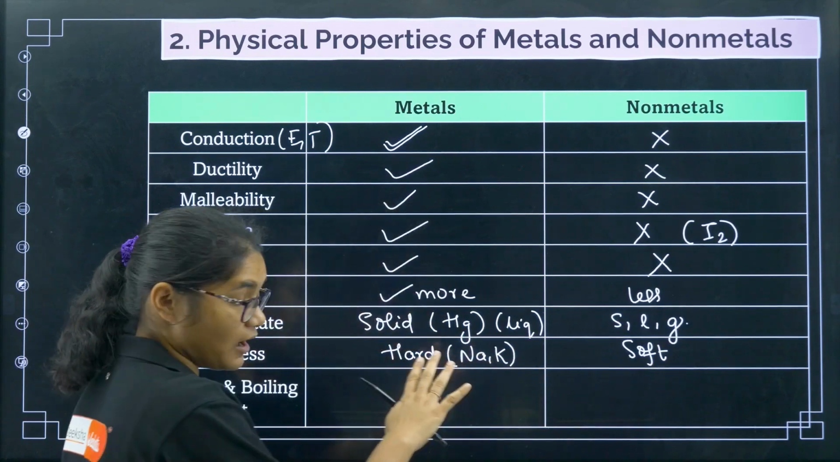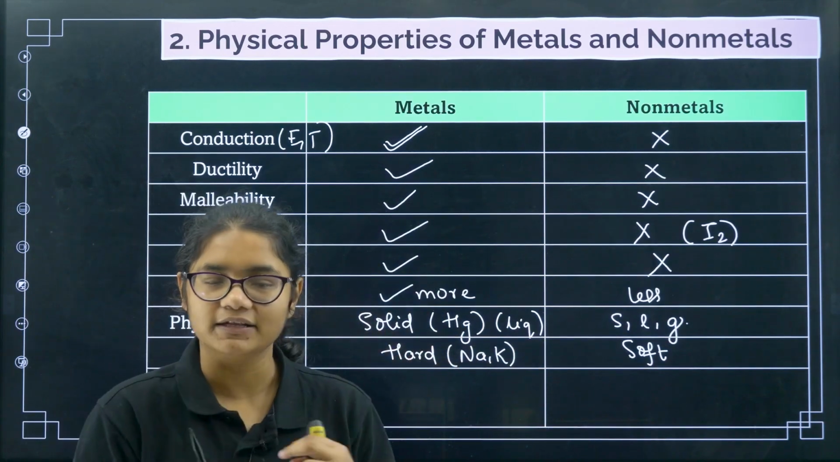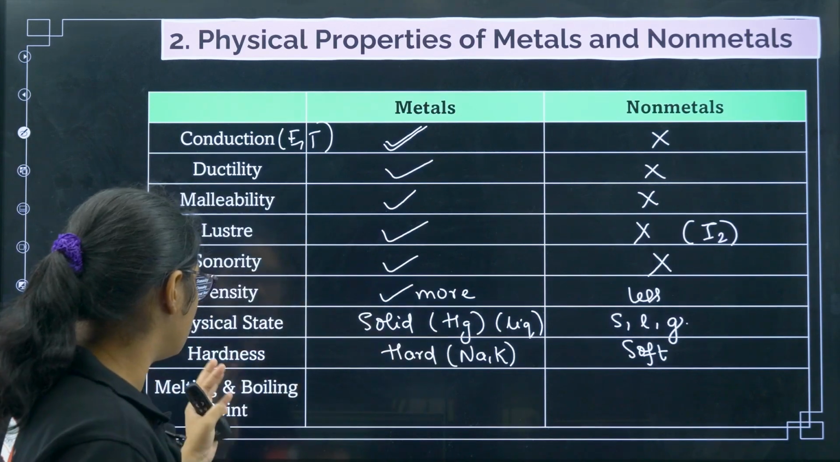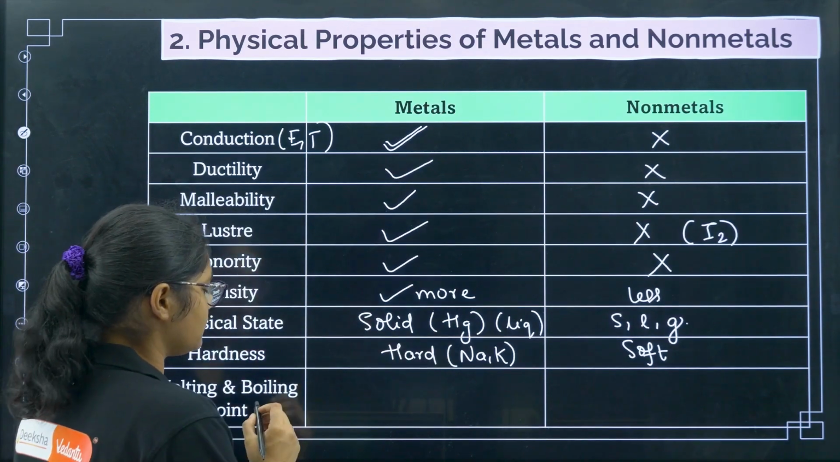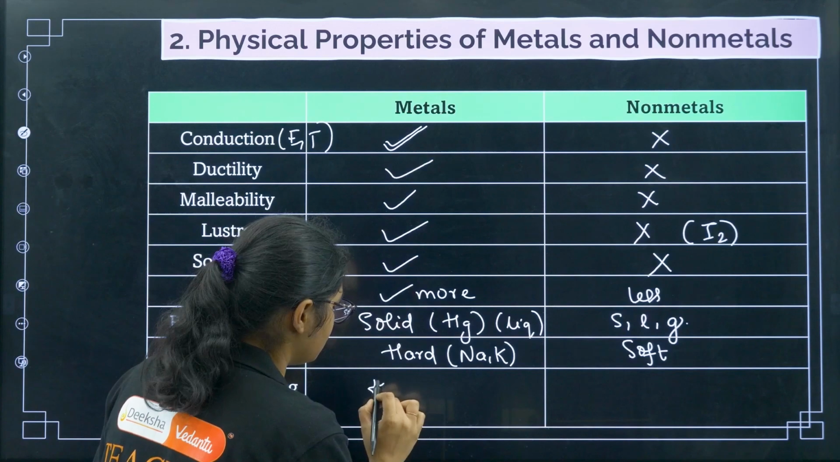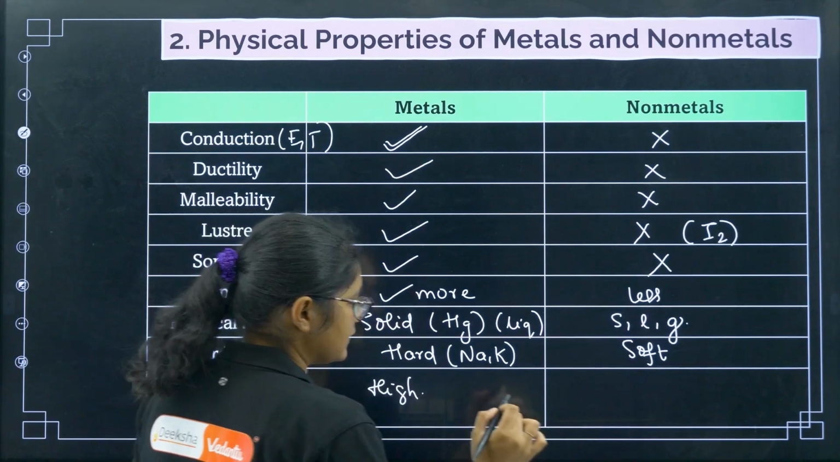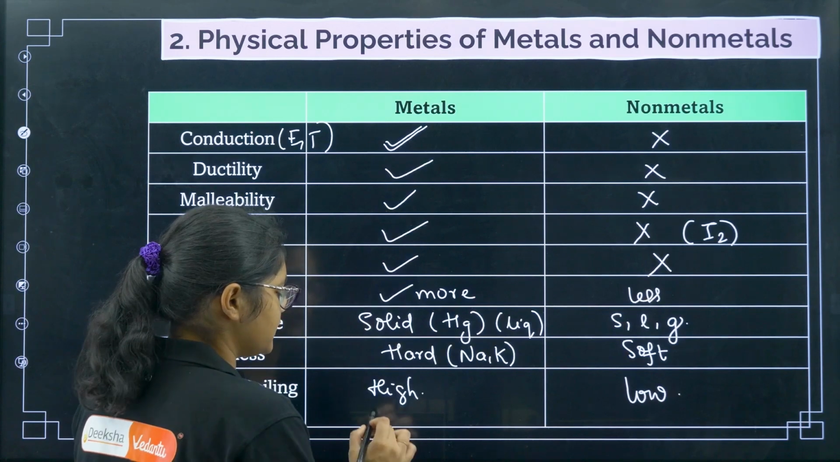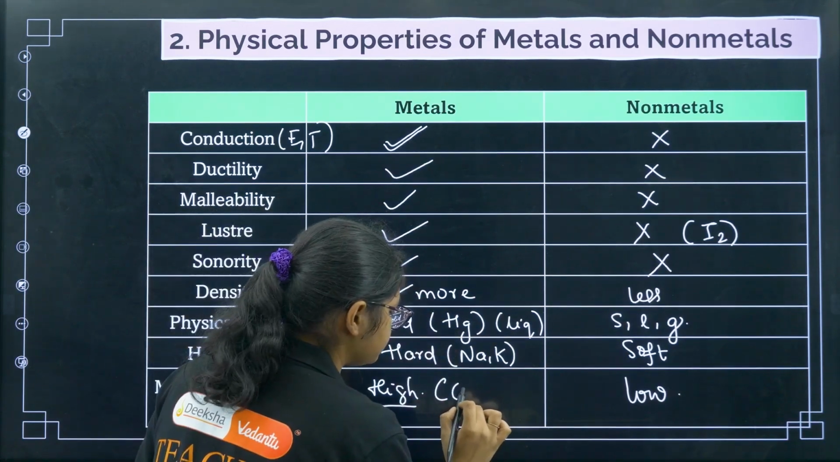Sodium and potassium are metals, but they are very soft and can be cut with a knife. Now coming to melting point and boiling point. Because metals are there, they have high melting point and boiling point, and non-metals have low melting point and boiling point. Another exception here also: gallium.